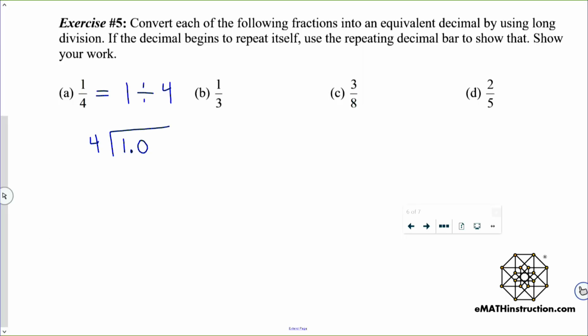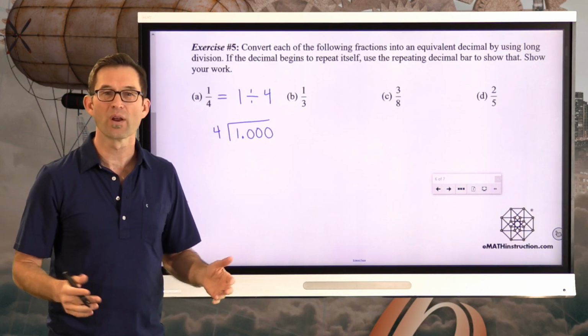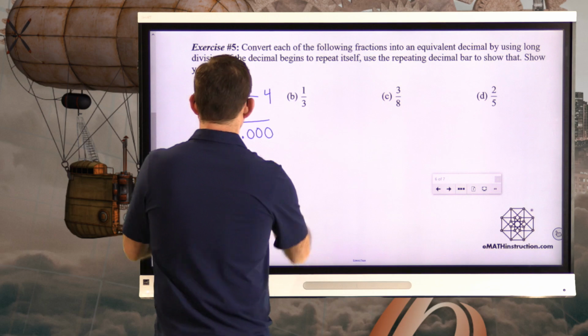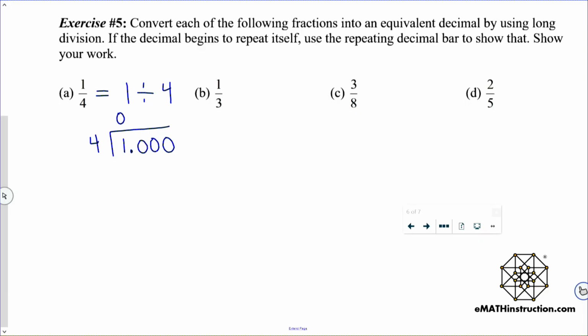And I'm going to add a few zeros after the decimal point just so I can do that long division. So here we go, right? I can't put a 4 into a 1 at all, so I'm going to put a 0 there. All right, maybe I'll even put 0 here and then drop that first 0 so I have a 10. Then 4 goes into 10 2 times. 2 times 4 is 8. Subtract, and I'll drop the next 0 down. 4 goes into 20 5 times. 5 times 4 is 20. I'll subtract and I'll get 0. So that's it.